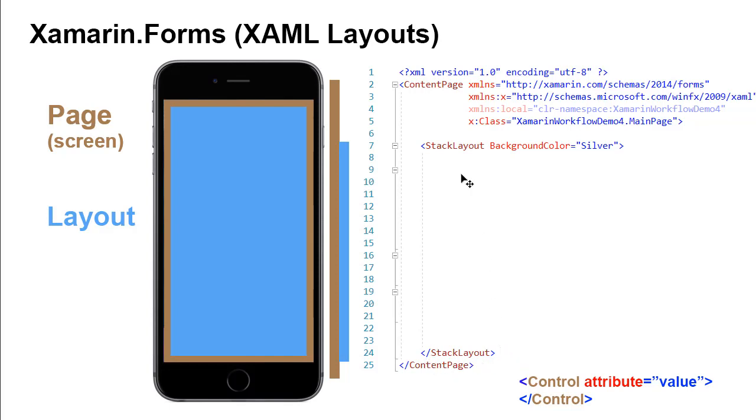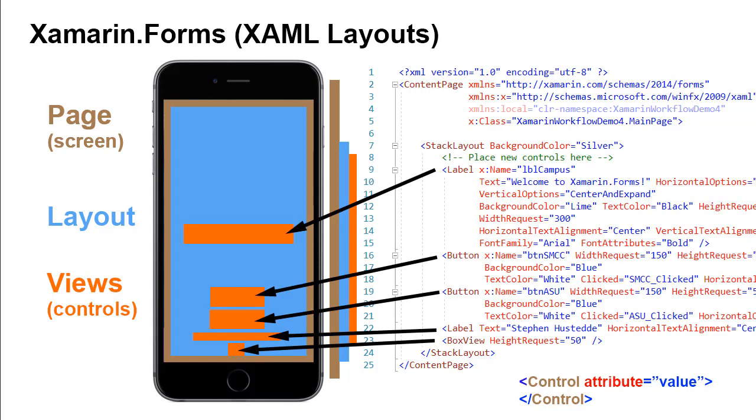There are different types of layouts. Some layouts only have one child and some layouts have multiple children or multiple objects inside of them. A stack layout has multiple children and those children were views. The views are the controls that we want our application to utilize in performing a certain task. So in our earlier demo we had a label, and that label showed the name of the college or university. We had a button named BTN SMCC, which when clicked showed South Mountain Community College in the label, called LBL Campus. We had another button, BTN ASU, which when clicked showed Arizona State University in the LBL Campus label.